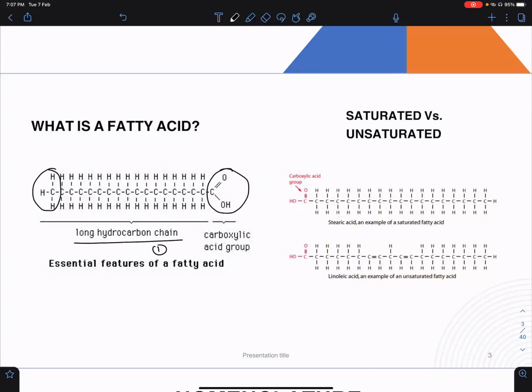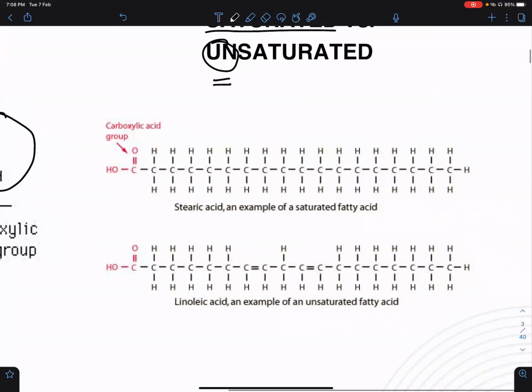Now, when it comes to saturated versus unsaturated, the saturated fatty acid is the one with no double bonds, while the unsaturated is the one with double bonds. A way to remember this is that unsaturated has two extra letters compared to saturated, so it's the one with the double bond, you know? So here we have a couple of examples. In the first one, you see there are no double bonds between any of the carbons. So this is a saturated fatty acid. While in the second one, we have a couple of double bonds. It doesn't matter how many, at least you have to have one. So this is an unsaturated fatty acid.